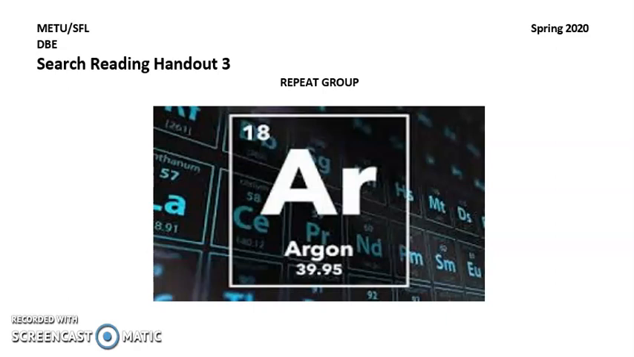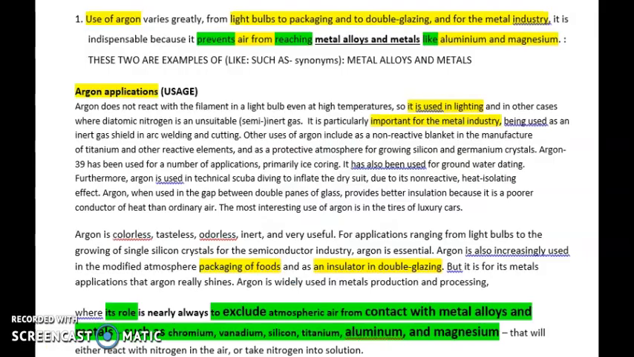Hello everyone. Today we have Search Reading Handout 3. The reading text in the handout was about an element, argon. There were 8 questions in the handout and I'm going to explain the answers to you in this video.